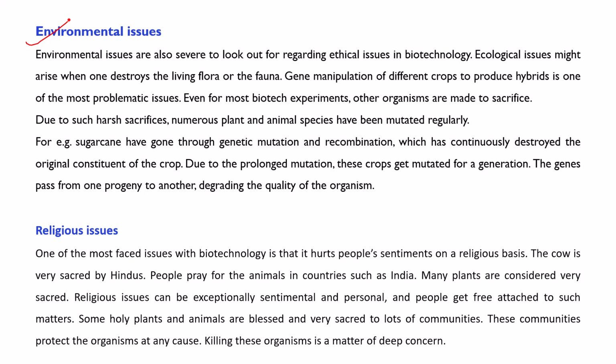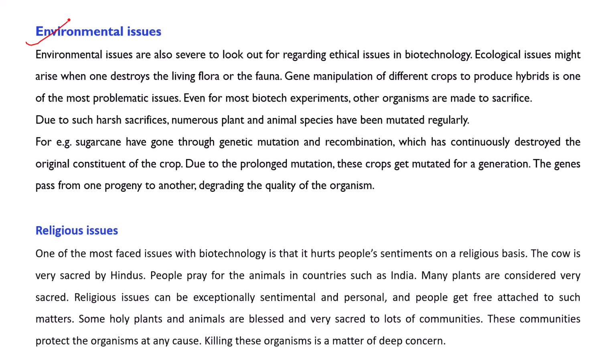Gene manipulation of different crops to produce hybrids is one of the most problematic issues, and in most biotech experiments, other organisms are made to sacrifice. Due to such harsh sacrifices, numerous plant and animal species have been mutated regularly.